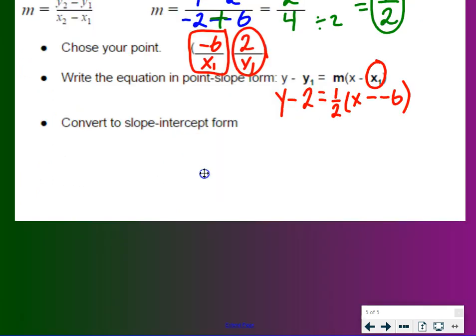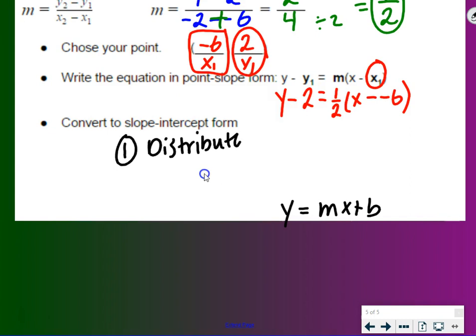Now we need to convert to slope-intercept form. Remember, we want it to be y equals mx plus b. It's our goal, our end goal. So first step, distribute. Distribute the 1/2 to the x. And here this double negative becomes a positive, so we can distribute 1/2 to positive 6. Remember, when we distribute, we multiply. So we're doing 1/2 times x, which is 1/2 x. And then 1/2 times positive 6, well, half of 6 is 3. So 1/2 times 6 is 3.